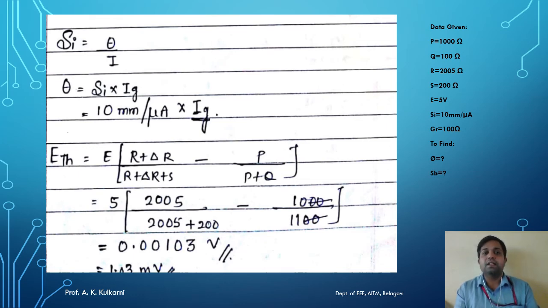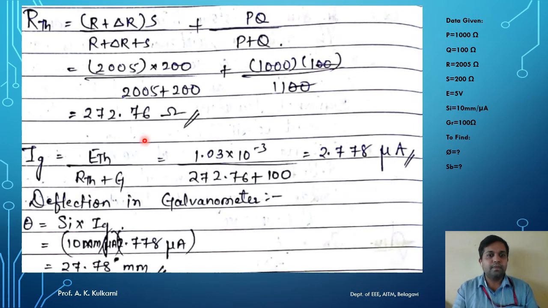After finding the Thevenin's voltage, we need to find the Thevenin's resistance. As we already calculated in our previous problem, the Thevenin's resistance is given by this formula. Substituting the necessary values of the various resistances in this equation, we get the Thevenin's resistance around 272.76 ohm.